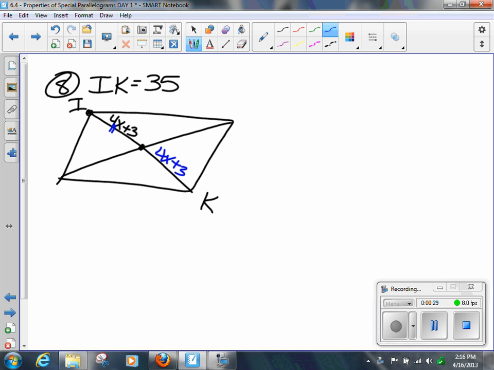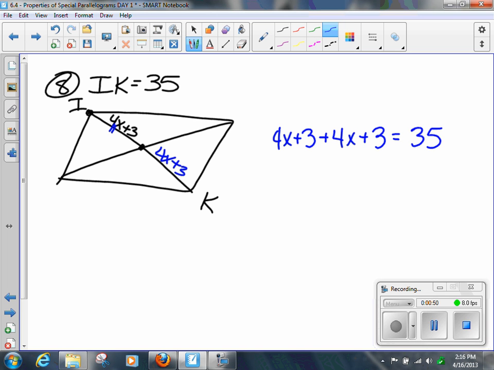Now, I don't know about you, but I learned way back in the first part of the year that little piece plus little piece equals big piece, didn't you? So that means 4x plus 3 plus 4x plus 3 equals the whole thing, 35. Okay?